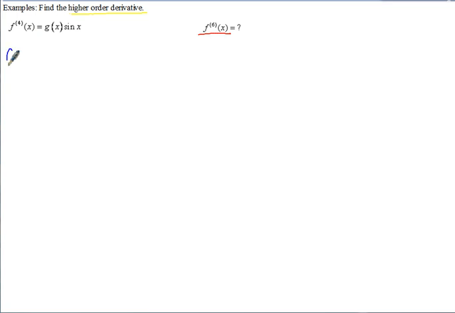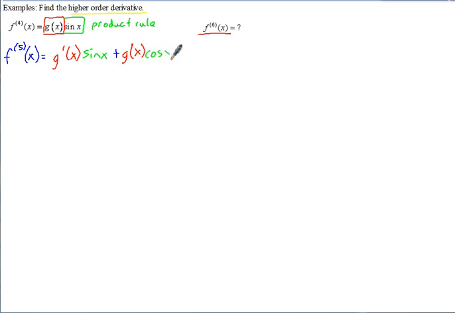So let's find the fifth derivative. So here notice we've got g of x times sine x, so that's going to require the product rule. We'll take the derivative of that. So the product rule says we take the derivative of the first function, derivative of g of x we can write as g prime of x, times the second one as it is, sine x, and then plus the first one as it is, g of x, times the derivative of the second one, derivative of sine x is cosine x. And that's pretty much as simple as it's going to get.